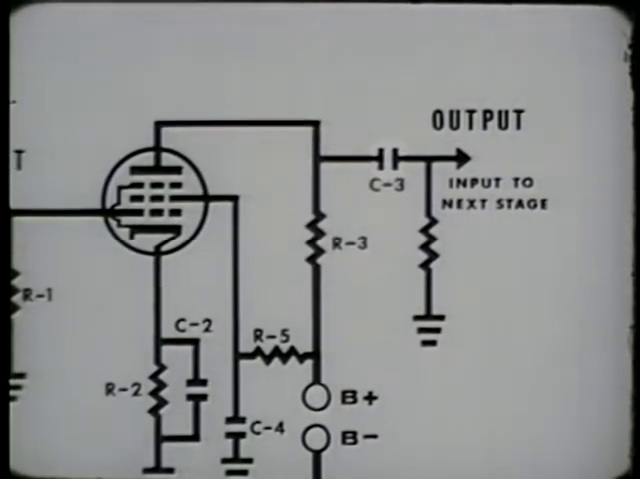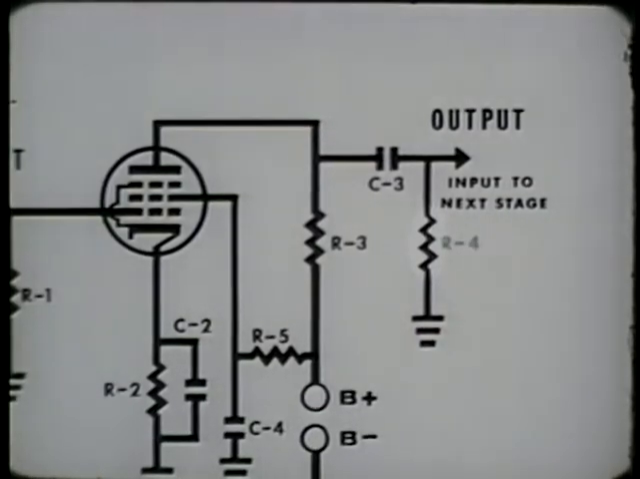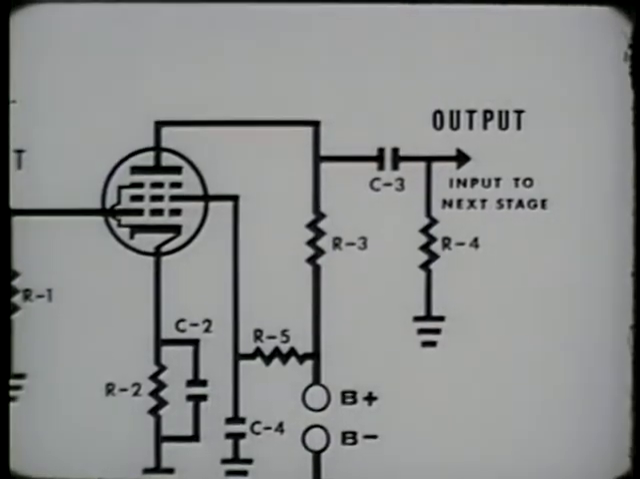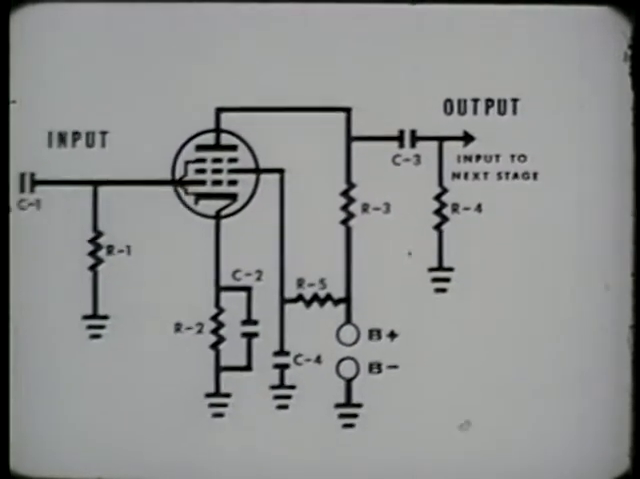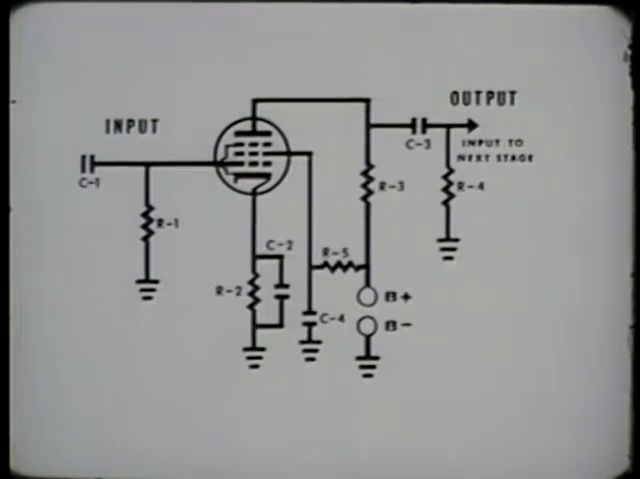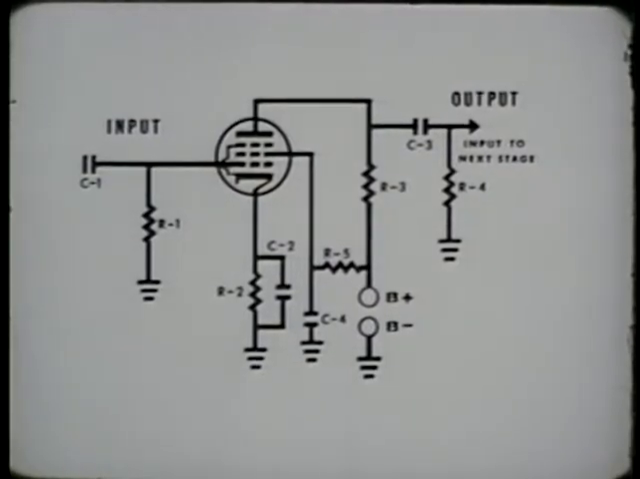C3 is the output coupling capacitor for the tube and the input to the following stage. R4 is the second stage grid resistor and performs the same function as resistor R1. The RC coupled amplifier, because of its better frequency response, is used in almost all types of amplifier circuits where broad bands of frequencies are utilized, whether they be audio, RF, or even some UHF.